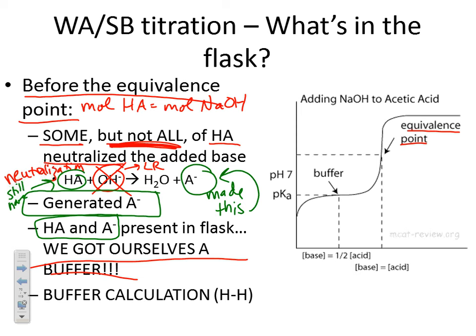So if you are before the equivalence point in a weak acid strong base titration, and you're somewhere in this region here, or you're not yet at the equivalence point, but you've certainly started your titration, then you have a buffer. You have HA and you have A minus together. And how do you calculate the pH of a buffer? Henderson-Hasselbalch equation, right? We have a formula for that that allows us to do that easily.